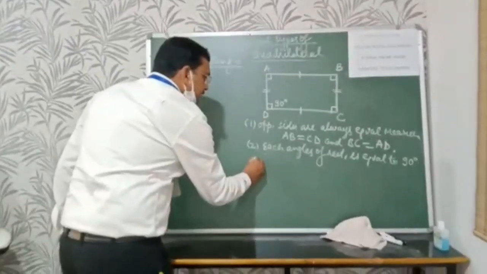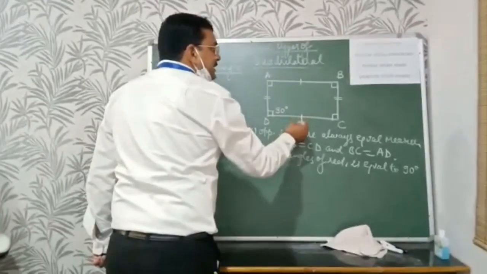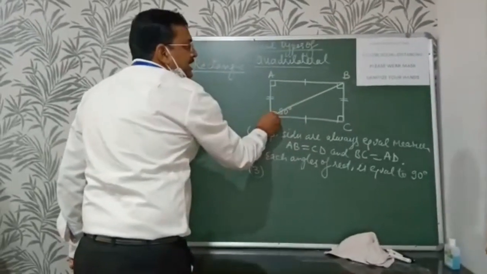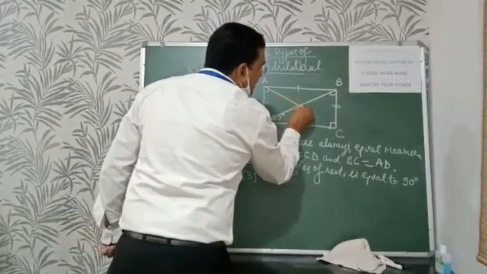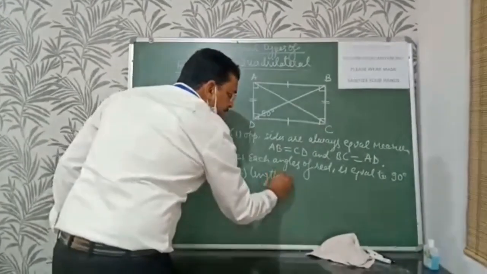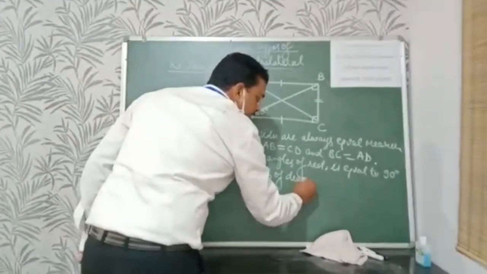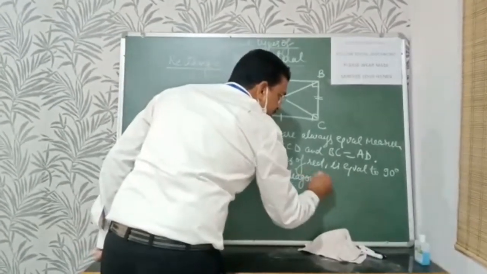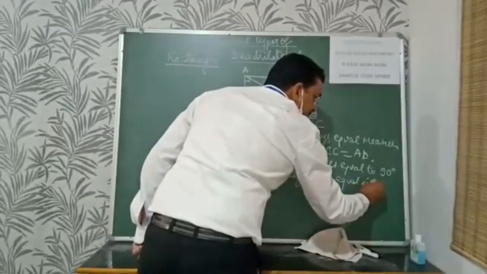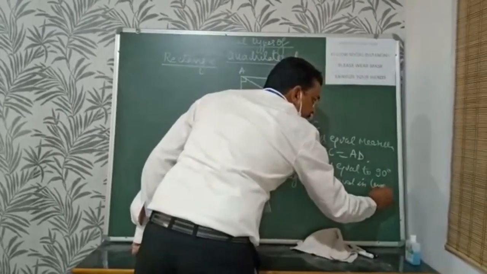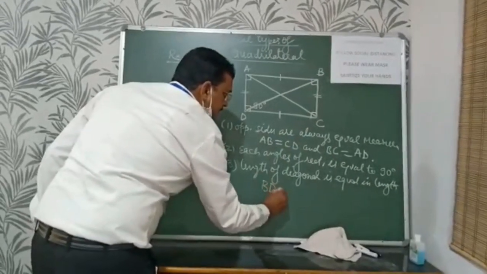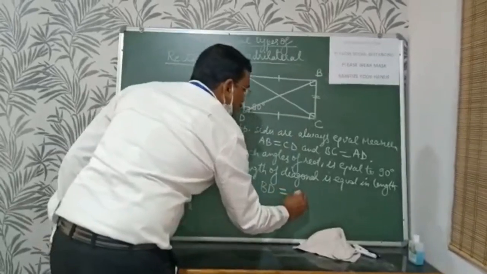Third, the diagonals are equal. The lengths of the diagonals are always equal. The length of this diagonal and this diagonal are always equal. The length of the diagonals is equal. It means BD is equal to AC.